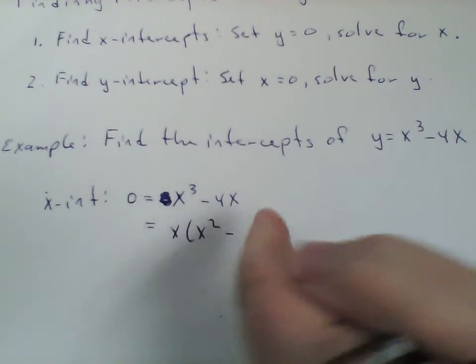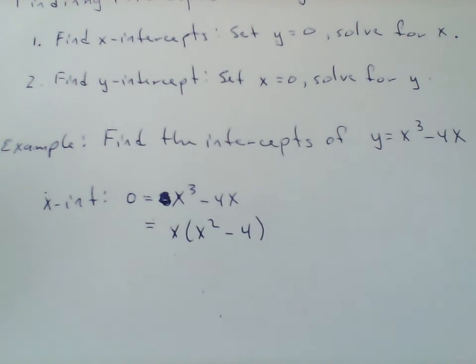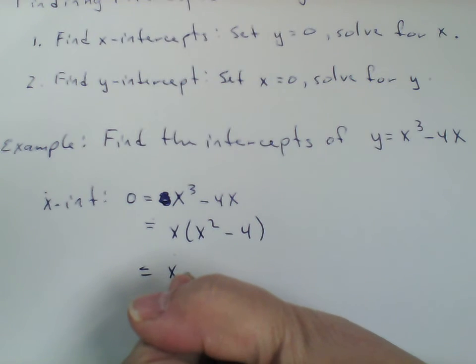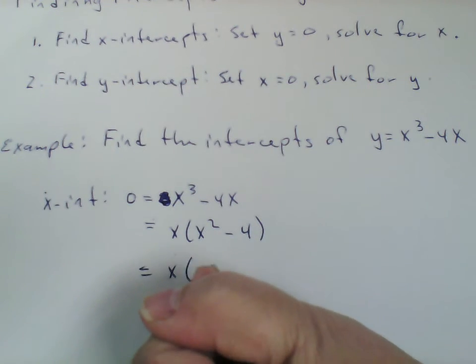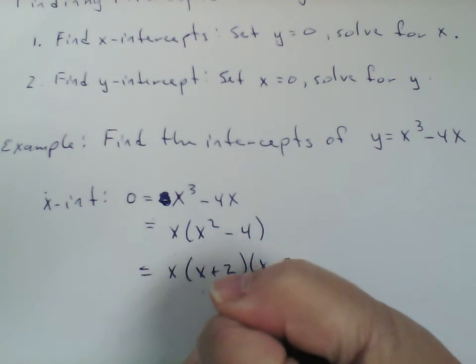And if I take an x out of here, I'm left with x squared minus 4, right? You may or may not remember that x squared minus 4 is one of those special product patterns. It's the difference of squares. So I know I can break that down to x times (x plus 2)(x minus 2).